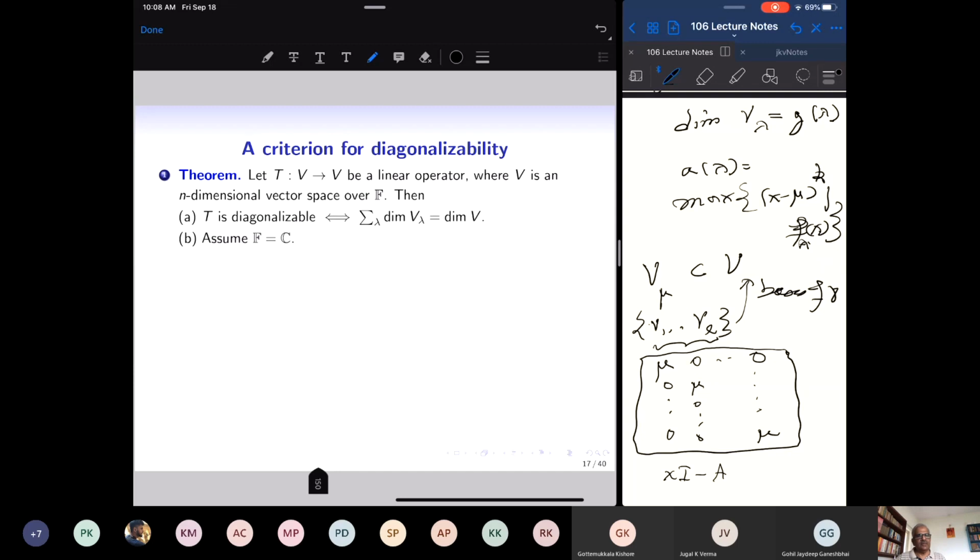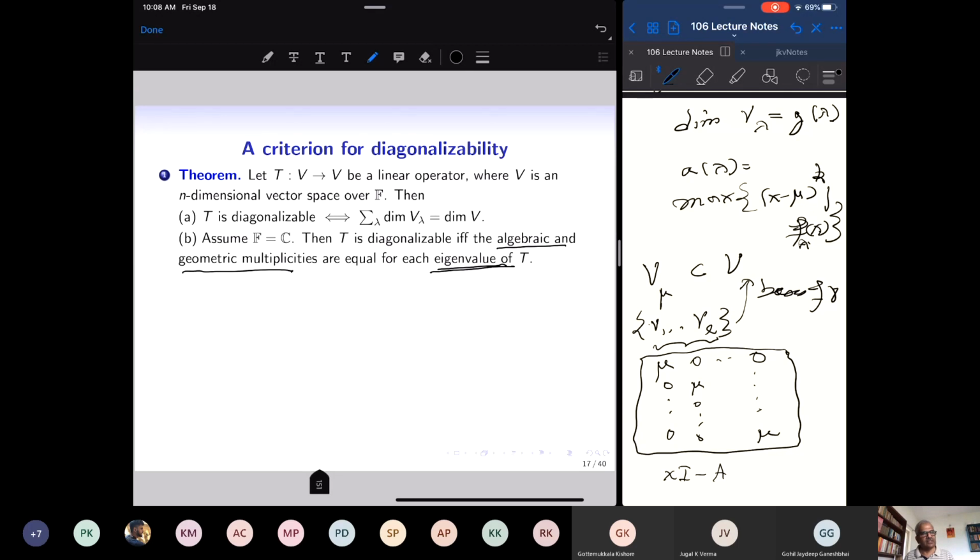Now take the special case when the field of scalars is the complex field. Okay. Then we can say a better statement: a linear transformation or a matrix is diagonalizable if and only if the algebraic and geometric multiplicities are equal for every eigenvalue. So this is a testable numerical criterion. Suppose I'm dealing with a matrix. First I construct its characteristic polynomial and find out all the roots. We know that the roots are there.